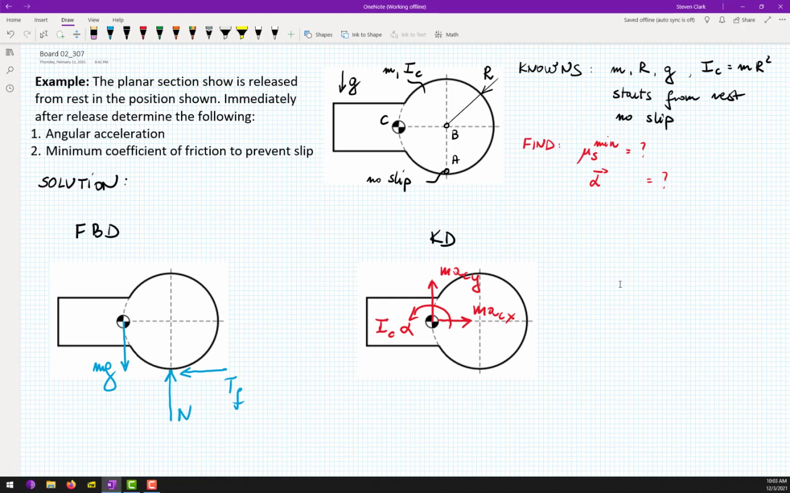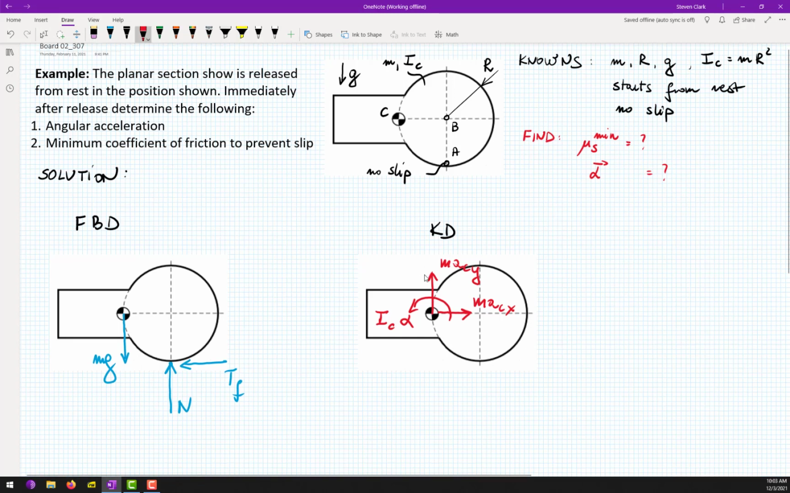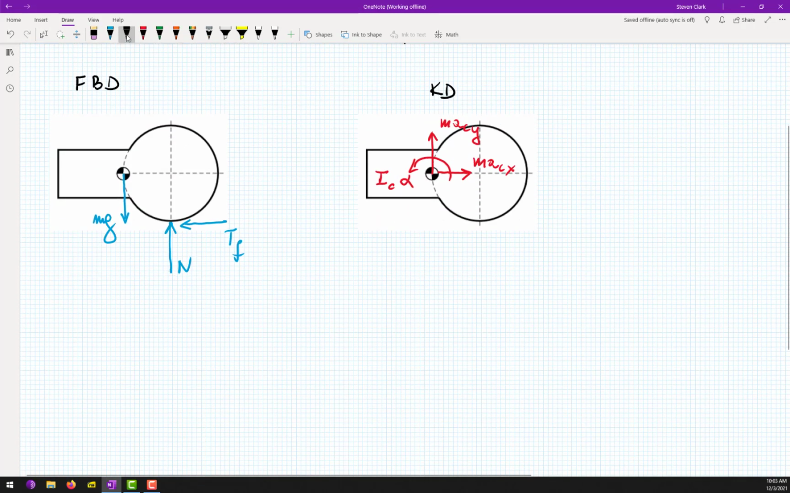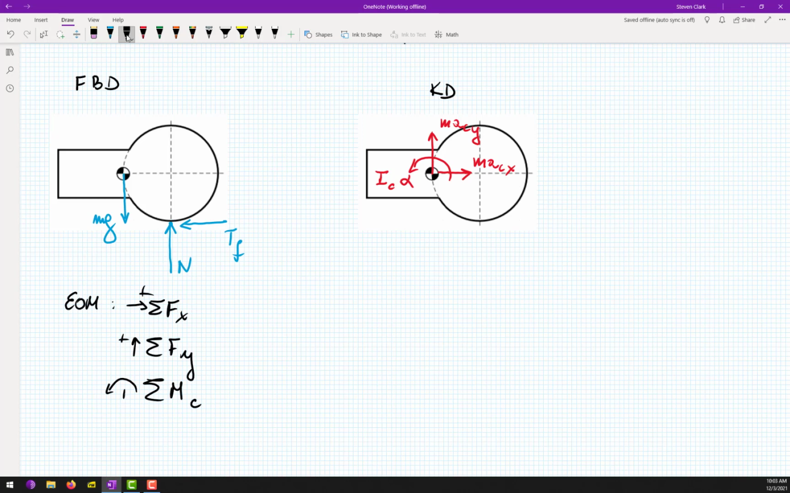Okay, we're done with FBD and KD. So now EOM, right? EOM is following: sum of forces in the x direction, sum of forces in the y direction, and sum of moments about point C. Our knowledge about that instantaneous center of rotation we will use in the second example, okay? This one will be, in here we will continue what we learned the last time, okay?